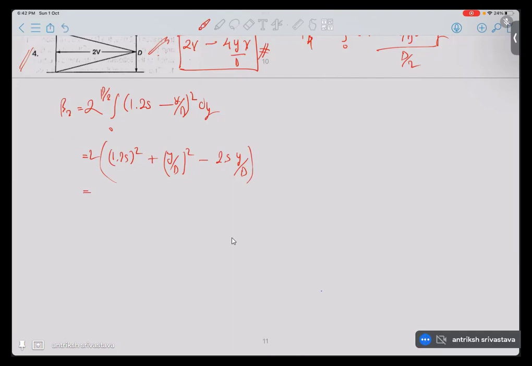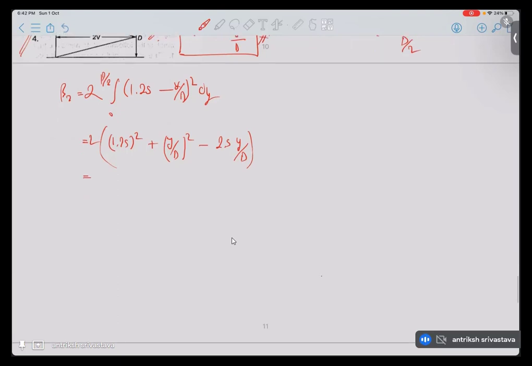Okay, and this is going from 0 to d by 2. Sorry, first we have to do the integration also. My bad. We have to do the integration also here, 0 to d by 2. So the integration will give us 1.25 square into d by 2 plus y square integration is going to give us y cube by 3.